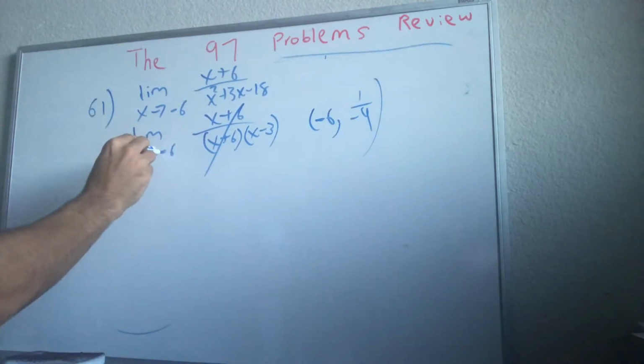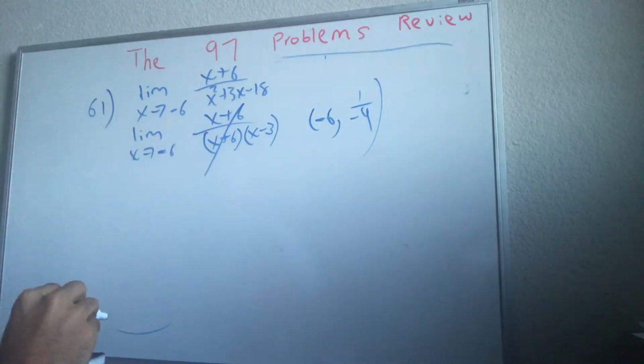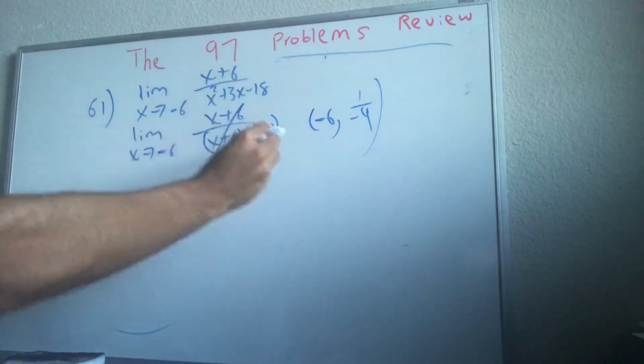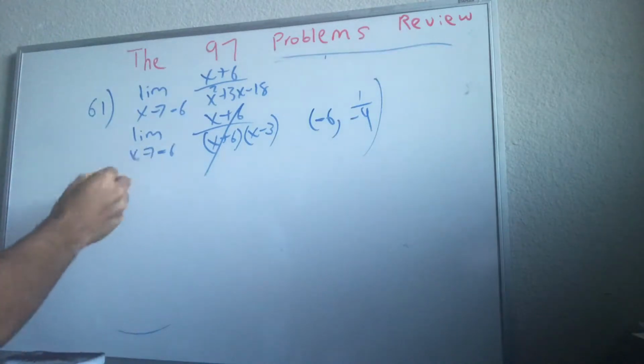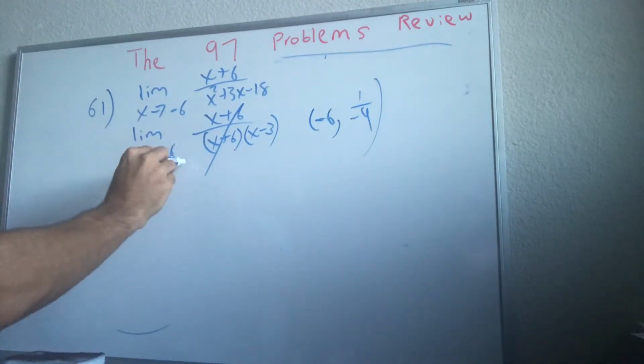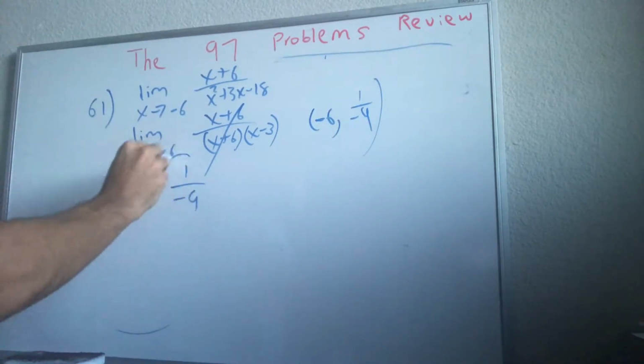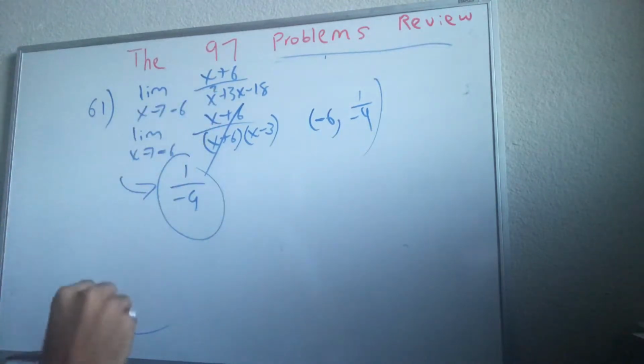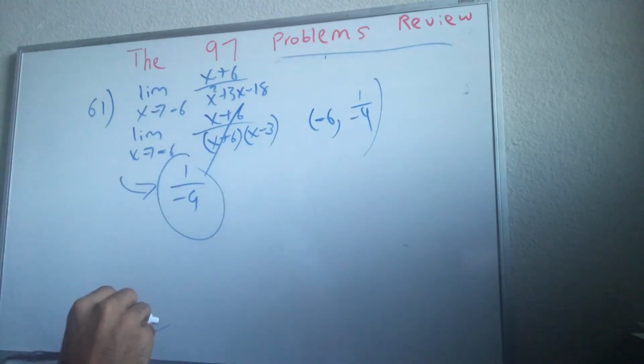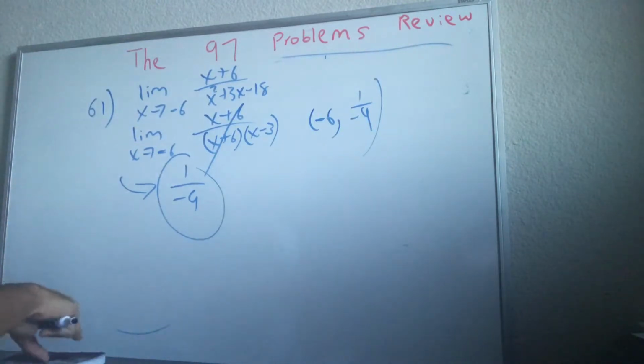So we can evaluate this, obviously, and doing so, we know that it's 1 divided by (x - 3). Plugging it into the expression, we get 1 divided by -9. So the limit of this function as x approaches -6 equates to -1/9. So that's question number 61.